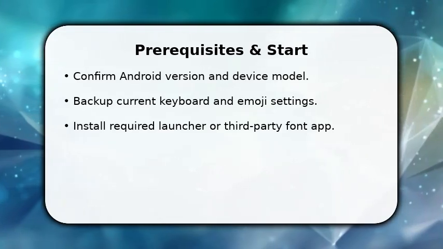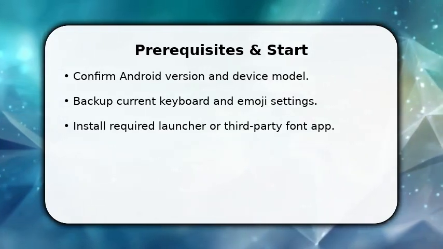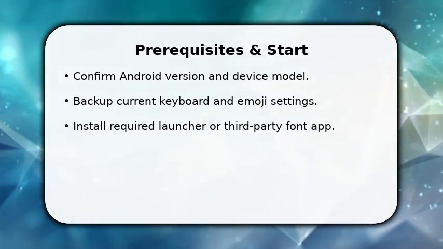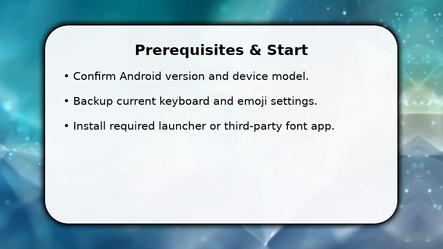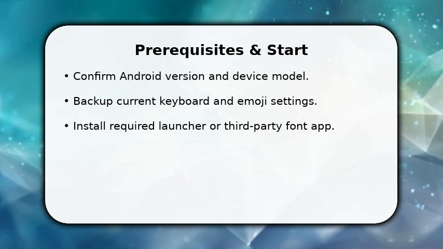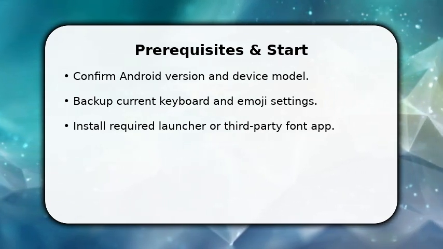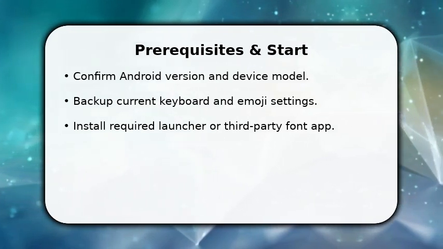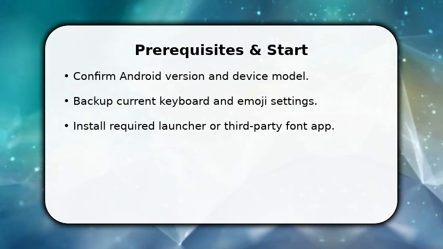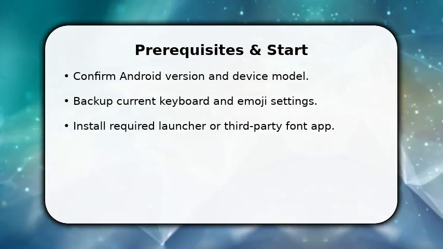You need the right prerequisites. Check your Android version and device model, and backup keyboard settings now. Once done, install a launcher that supports custom emoji or a trusted third-party font app. You should grant the app storage and installation permissions when prompted, otherwise the process will stop. Make sure you have a copy of your current emoji set saved.